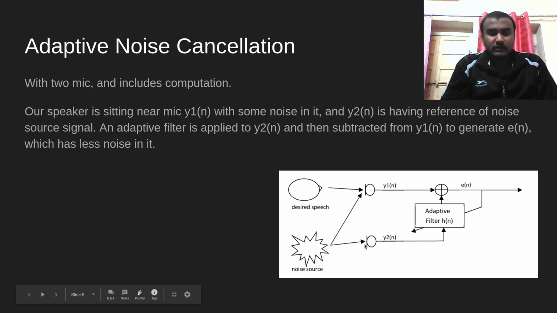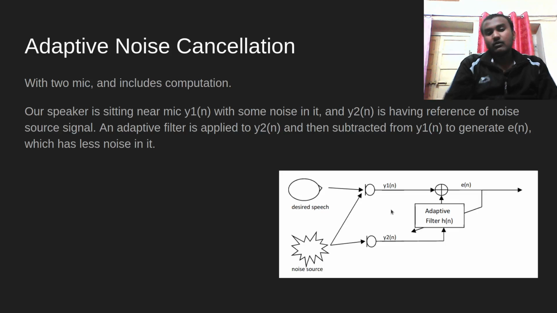One speaker is sitting near the mic Y1, and the noises are created all around. Y2 only takes the noise as an input, and Y1 takes noise and speech both as input. Y2 has a reference of the noise signal. An adaptive filter is applied to Y2 and then subtracted from Y1 to generate En, which has less noise.